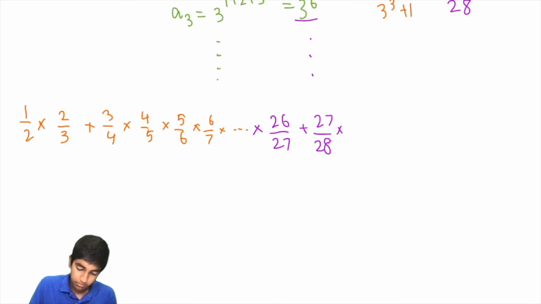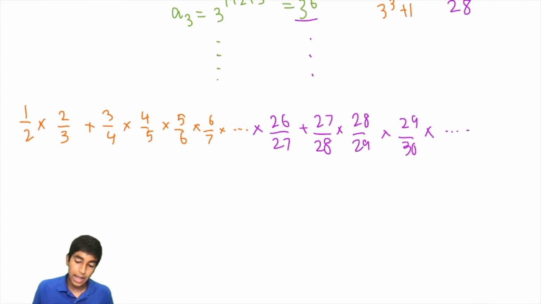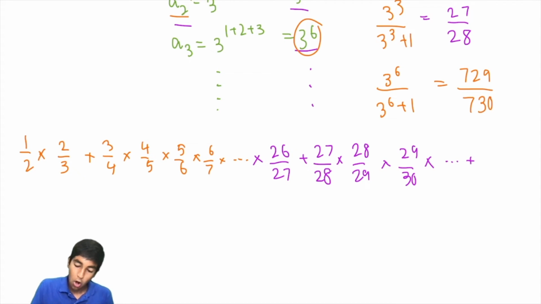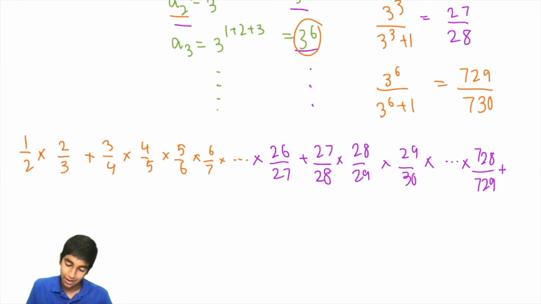Times 28 over 29 times 29 over 30 times... when do I next write it? 3 to the 4... or not 3 to the 4, sorry, 3 to the 6, right? 3 to the 6 over 3 to the 6 plus 1, 729 over 730. All the way till then, I write times, all the way until 728 over 729. So now the mistakes are getting a little less often. And then plus 729 over 730.